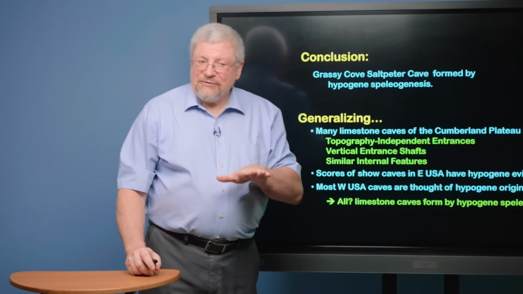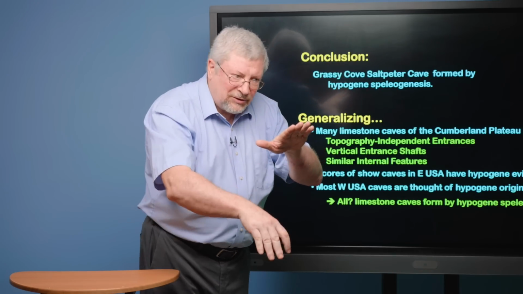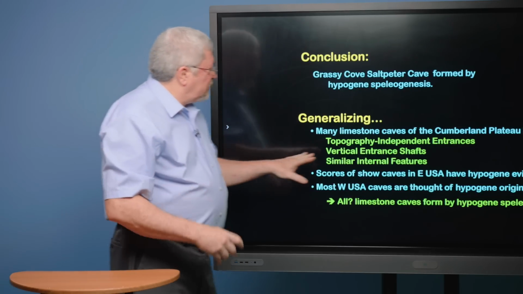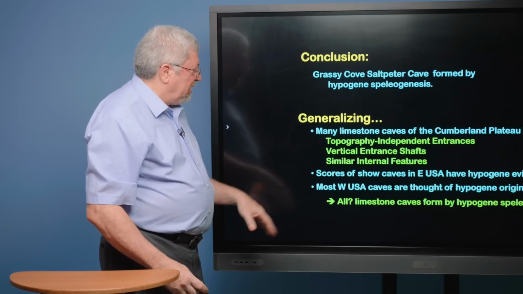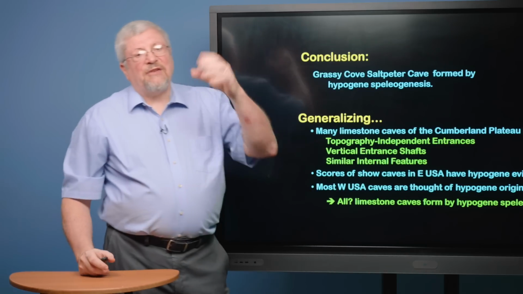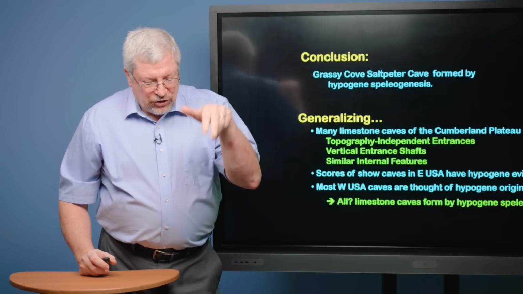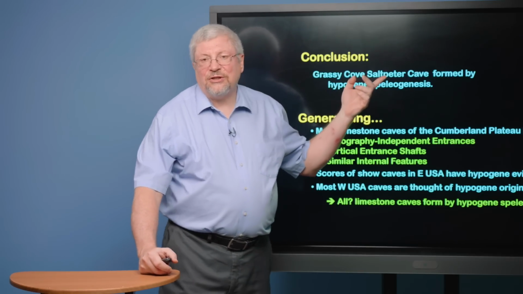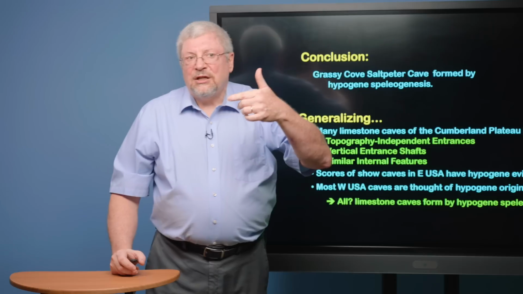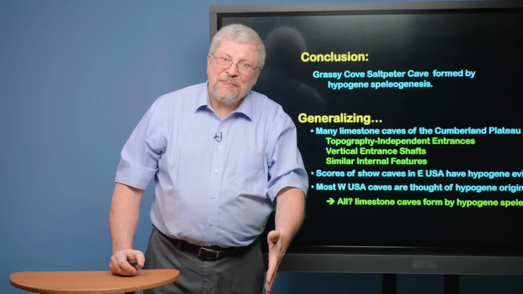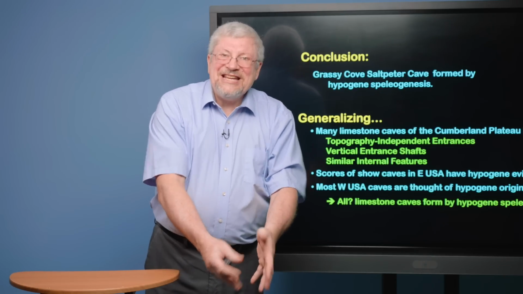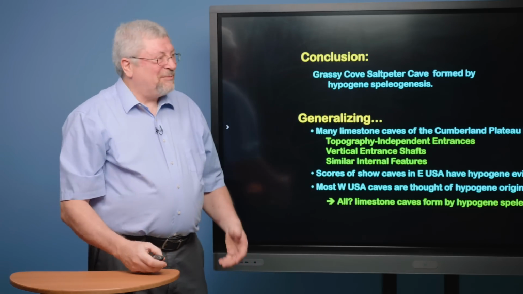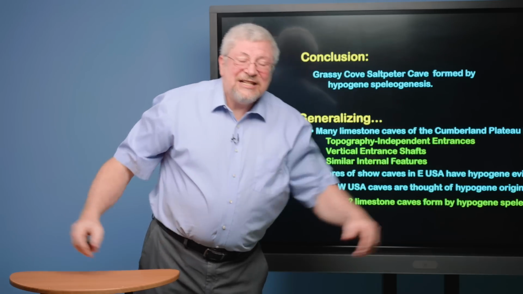You've got caves that rise in places where the land is lowering. The surface topography seems to have nothing to do with the structure of the cave itself. Very, very common. Also, many caves have these vertical shafts that you enter the cave at. There's one just up the hill from Grassy Cove Saltpeter Cave that's got a 241-foot drop in the entrance. It's a big hole in the ground.